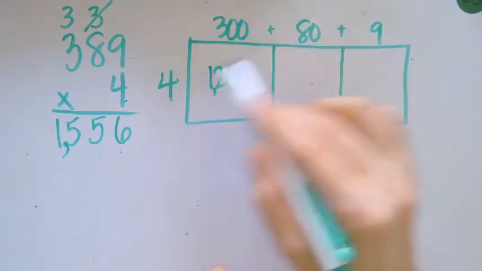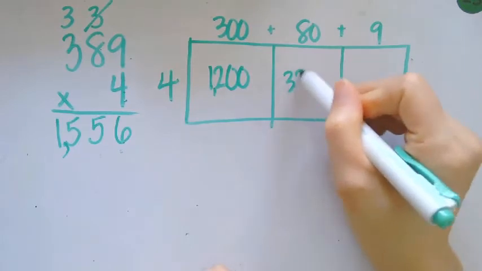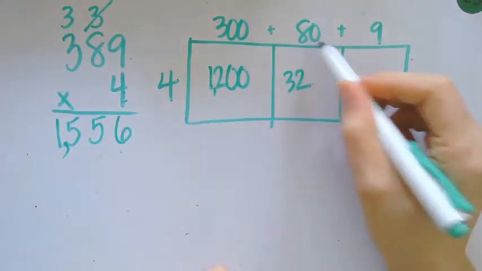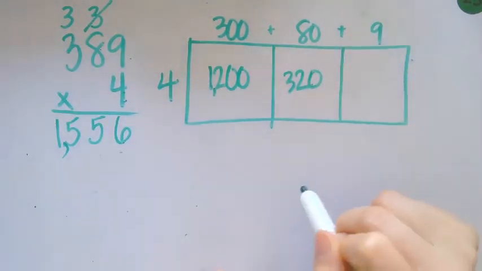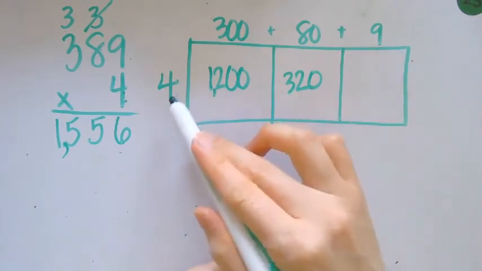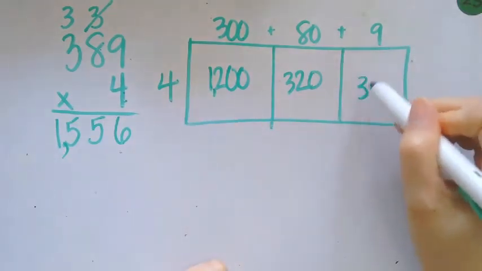All right, 4 times 8 is 32. 10 times greater, that's why that 0 is there. And lastly, 4 times 9 is 36.